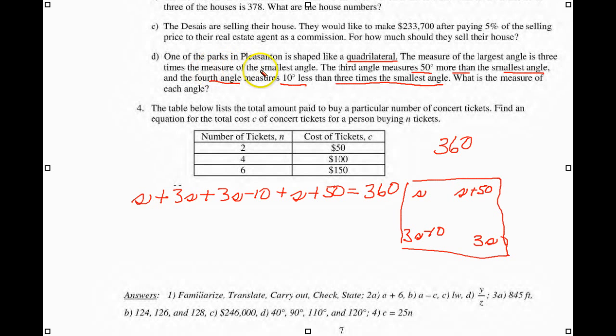So again, this is tedious and time consuming. You had to know quadrilateral. And again, I've said all of this. Look at it, pause it. Now what do you do? Well, how many S's do we have? 1, 4, 7, 8. 8 S's. And this is a negative 10, a positive 50. So that's going to give me 8S plus 40 equals 360.